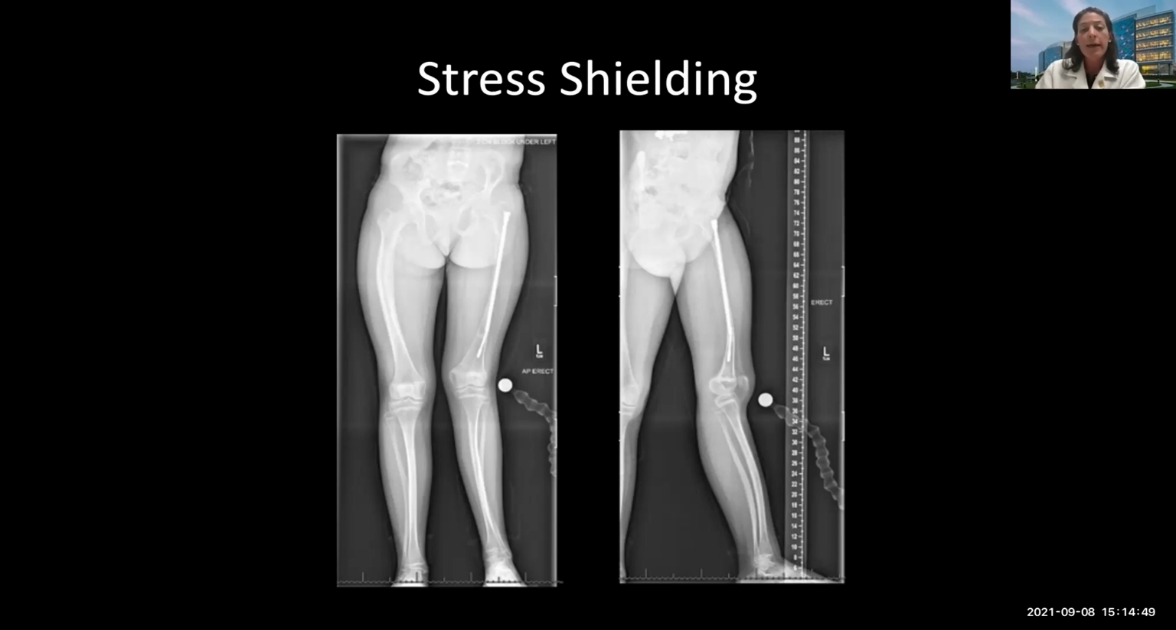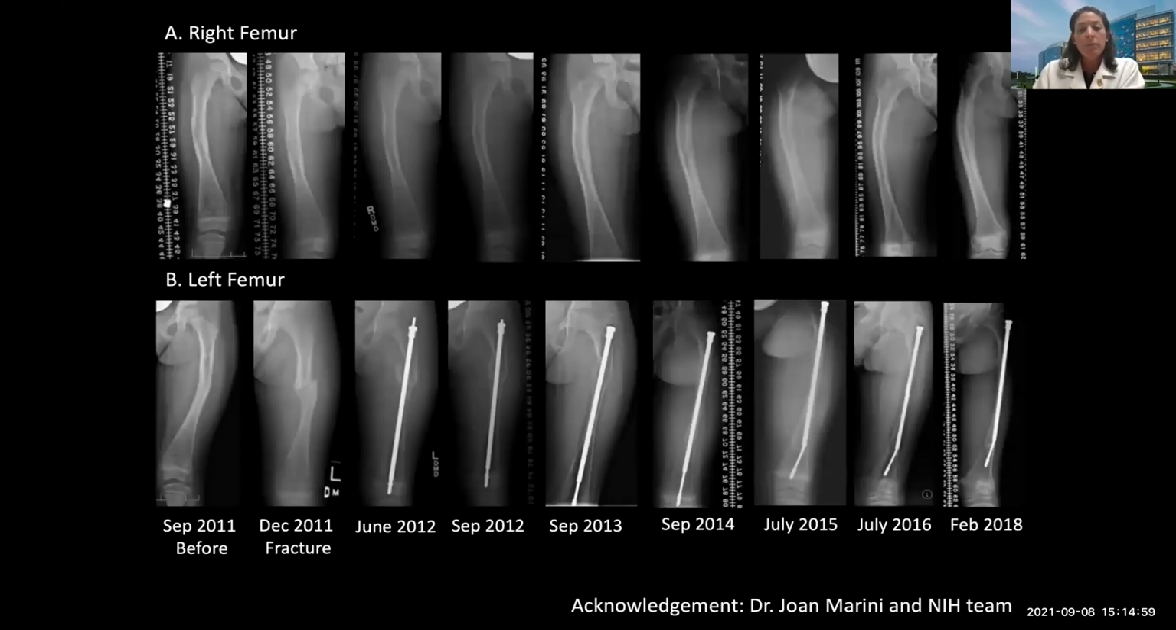And over time, there's very, very little bone around this big rod in the left femur, whereas you can see the right femur is not so. This is a figure that shows this evolution of stress shielding over time, the right femur on the top row here and the left femur on the bottom row, where you can see at one point it had quite significantly good bone stock. And then over time, with this large rod in place, we see this dramatic stress shielding.